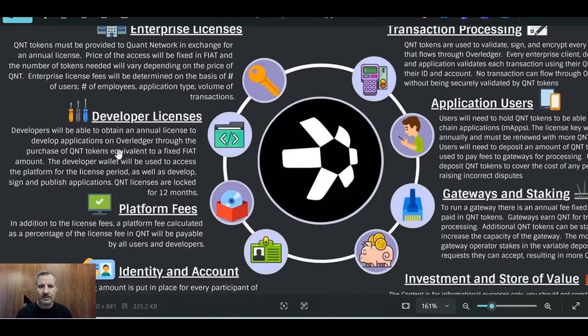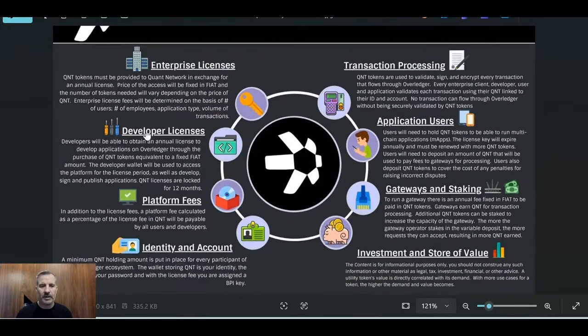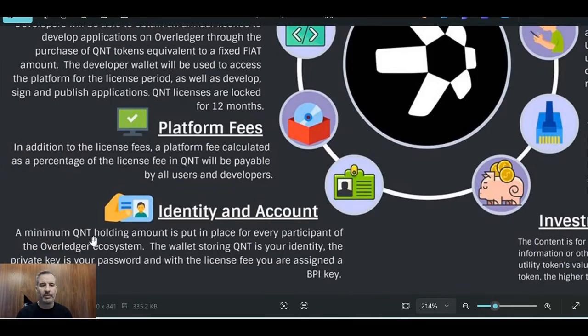Then the developer licenses. The developers, anybody developing on Quant Overledger has to, again, pay for their licenses, and it's going to lock up QNT tokens for a year, for 12 months. Then you've got the platform fees, and you've got identity and account. A minimum QNT holding amount is put in place for every participant of the Overledger ecosystem.